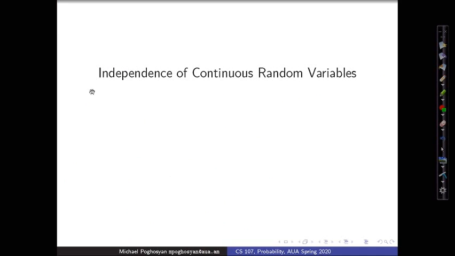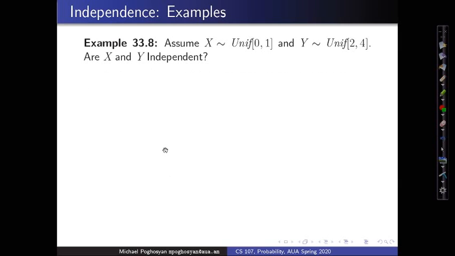Now let's talk about the independence of continuous random variables and start by solving problems straightforwardly. Assume x is uniform in 0, 1 and y is uniform in 2, 4. Are x and y independent? Again, we cannot say anything, because I have the individual distribution of x and the individual distribution of y, but I do not know the relationship. Maybe they are independent or maybe they are dependent. I do not know. So, not enough data to answer this question.